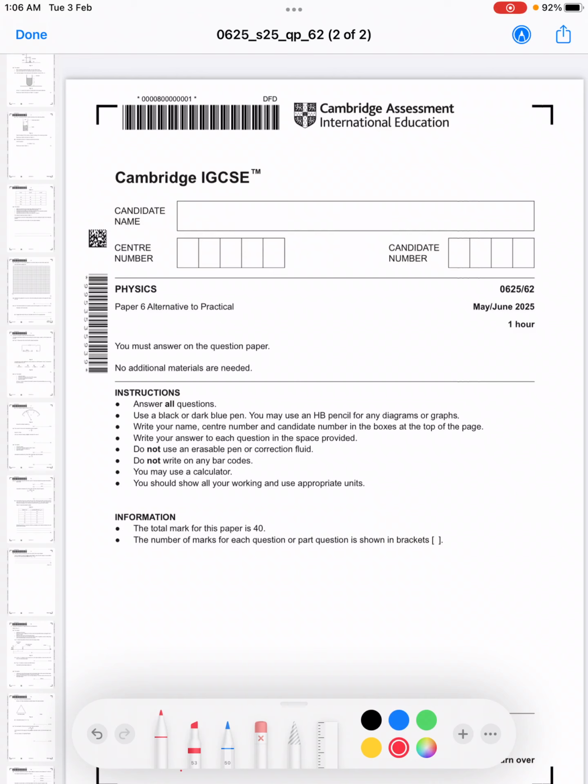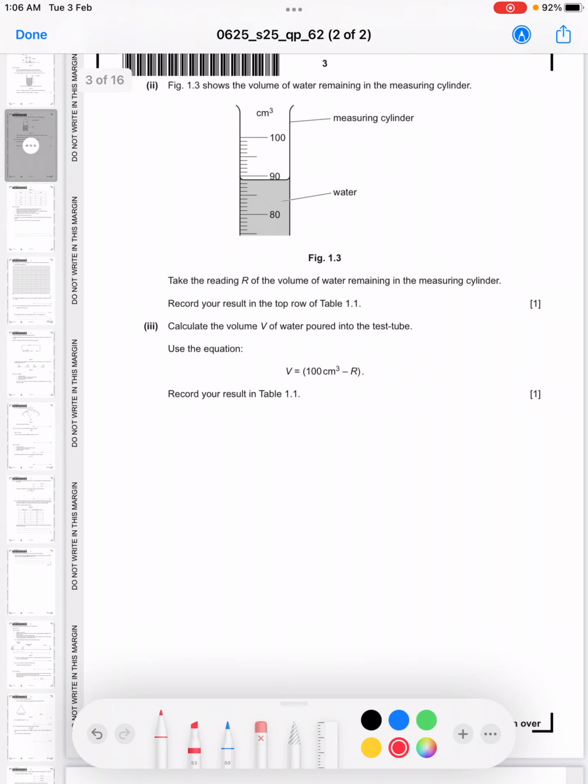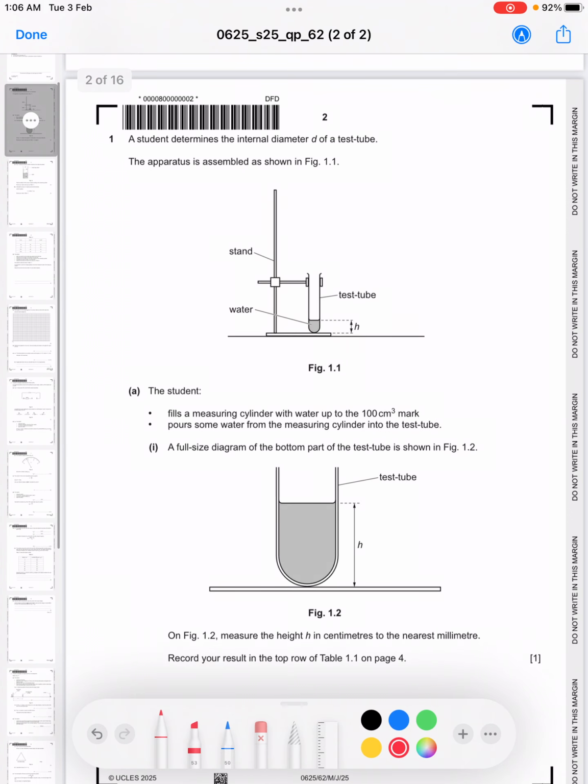This is Shamsa Jameen and we are doing Cambridge IGCSE Paper 6 Physics Alternative to the Practical, May June 2025, with the code 062562. Let's start with question number 1. A student determines the internal diameter D of the test tube. The apparatus is shown in the figure.